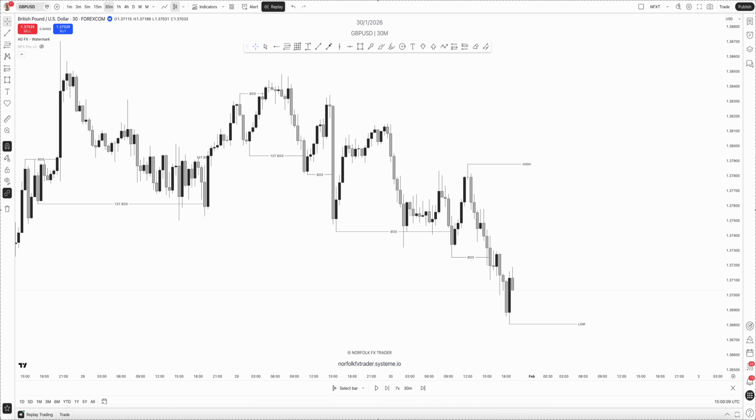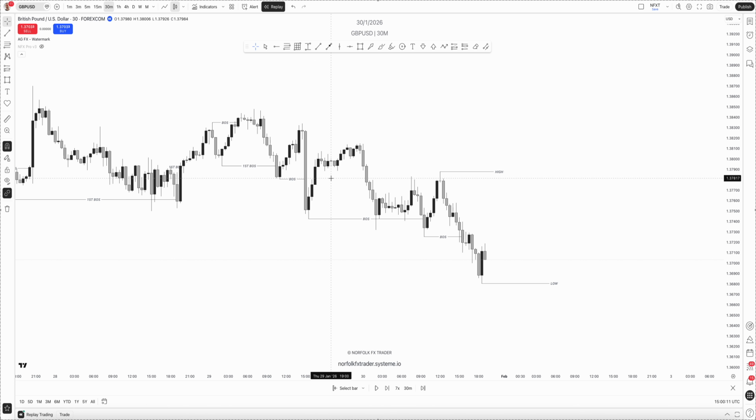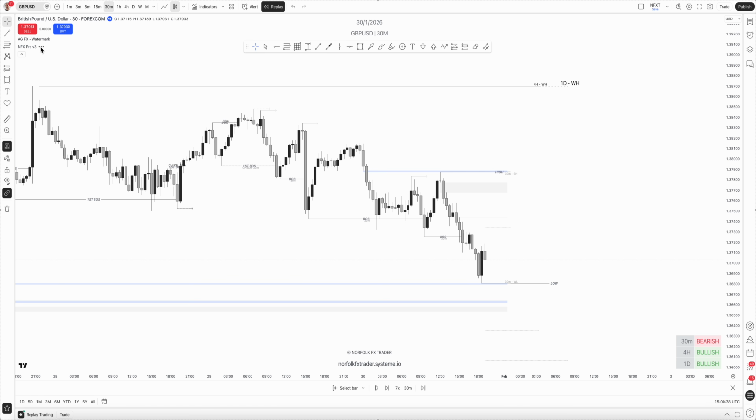Now, I did say earlier on in this video, there is a way that you can look at this and instantly know where that change of character, that first break of structure, is going to appear, and also help you to identify if it's a good time to trade and execute on that first break of structure. And that's just with the tool that I've got here, the companion tool. And we're just going to the settings.